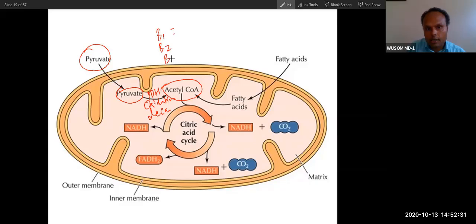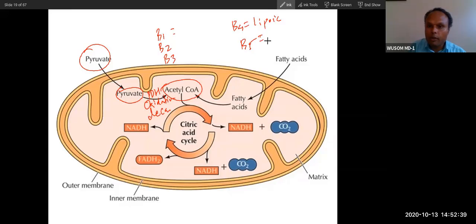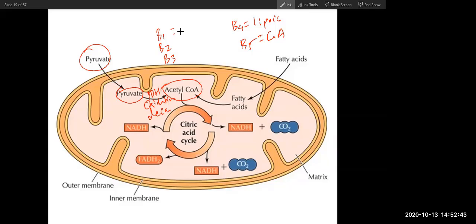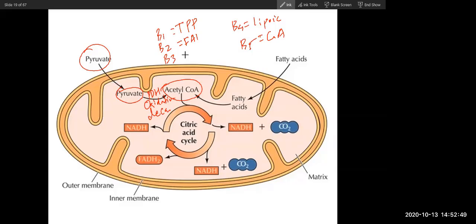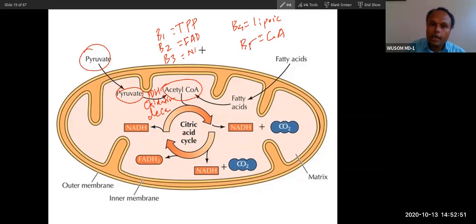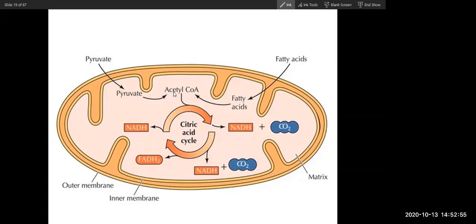Vitamin B1 is TPP, thiamine. B2 is FAD. B3 is NAD. And in place of B4, what do you write? Lipoic acid. And then B5 means CoA. Very good. So this is what happens in this process.